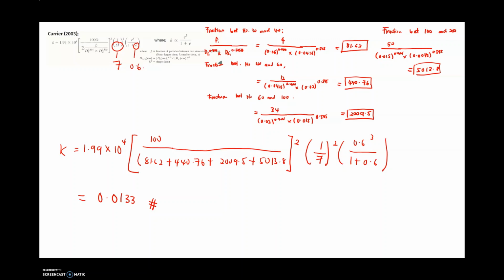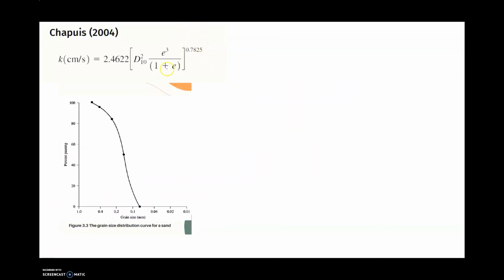So this is your answer for hydraulic conductivity by using the Carrier method. Next we will go to the second equation or second method. This method is a straightforward method, but the important thing is that you need to determine what the D10 is. As I mentioned in the class during the lecture, the D10 is the effective size that we use when we are conducting the sieving analysis.